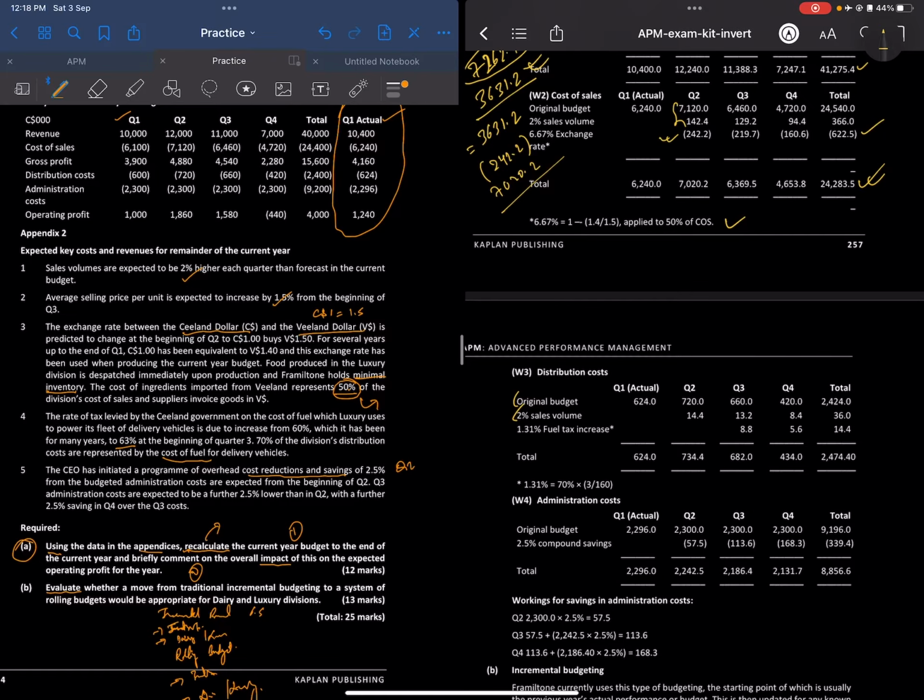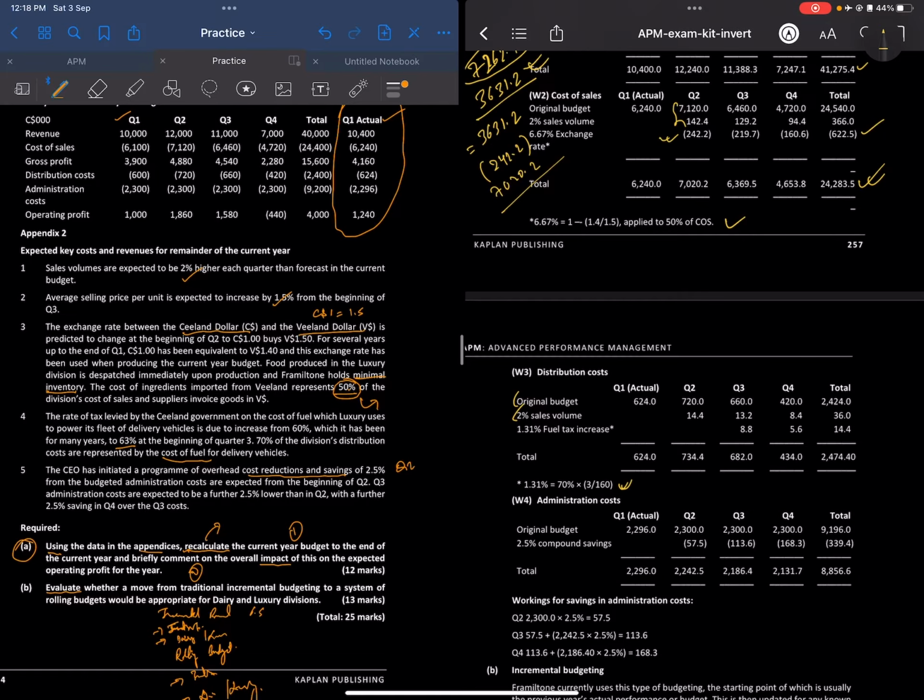So 70% of the total amount is your fuel cost, right? So what we can do is, 3% of... let's just say that right now it is 160, right? So right now it is 160, so 70% divided by 160 times 3 will give us the increase in fuel. Okay, increase in fuel expense.